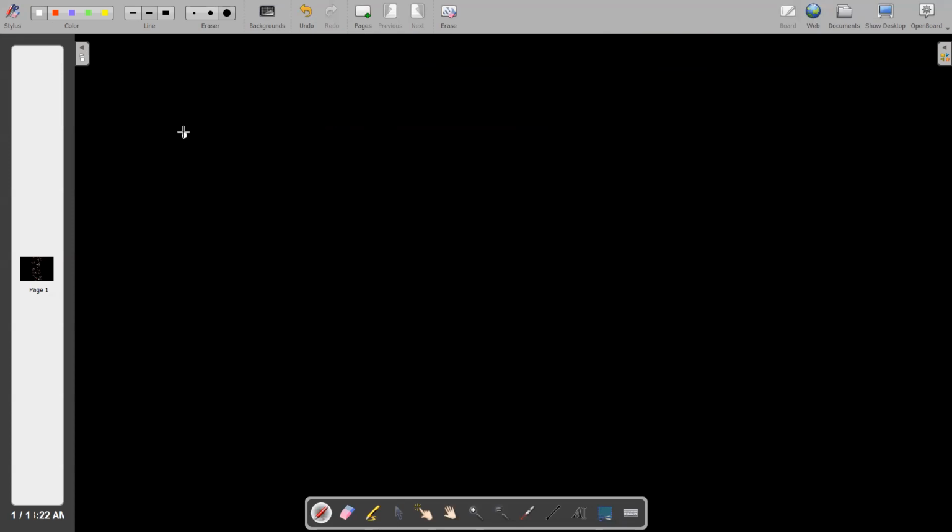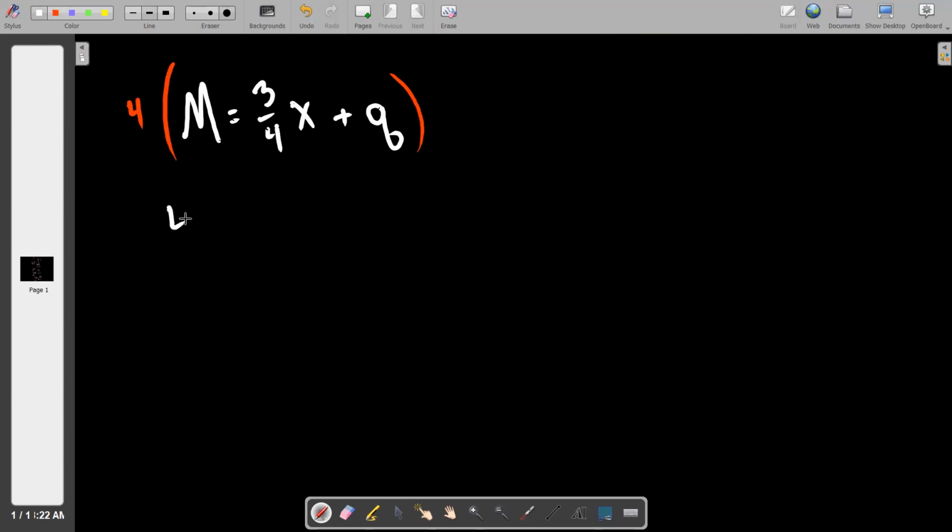We have M equals 3/4 of X plus Q. And we're going to solve for X. What's a good first move? Get rid of the fraction. Good. So let's multiply the whole equation by 4. And that's going to give us 4M's equals 3X's plus 4Q's. And then it's just standard practice. Getting rid of a fraction is such a power play. Like it just opens everything up.